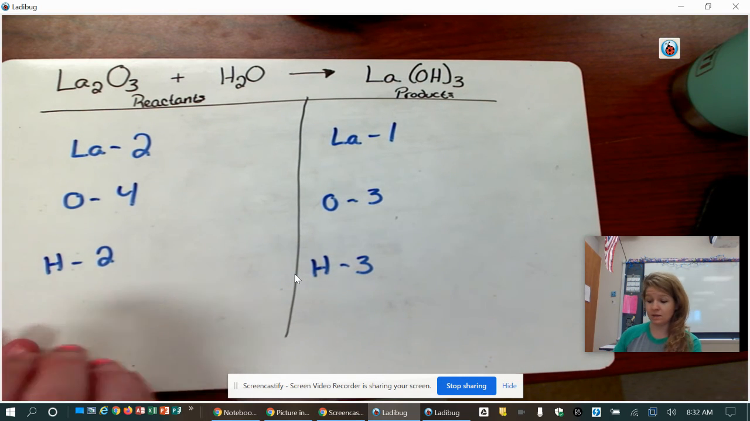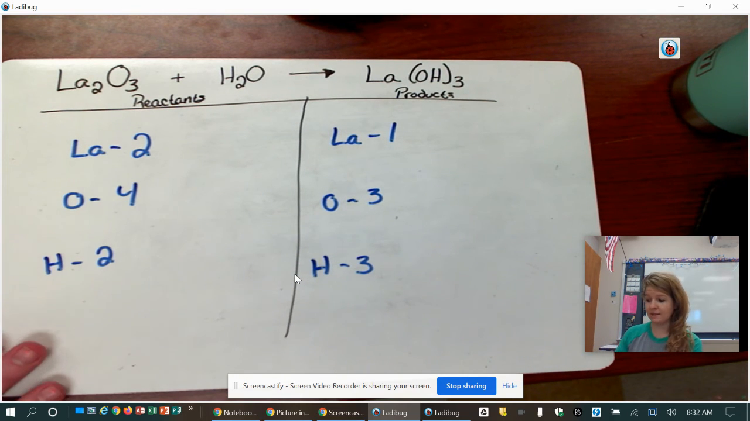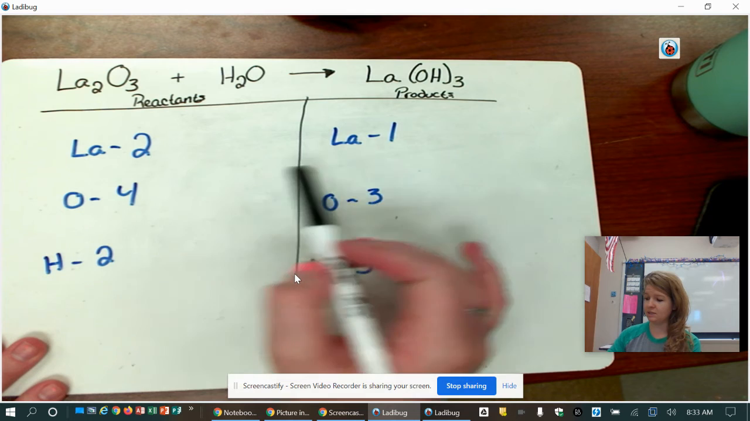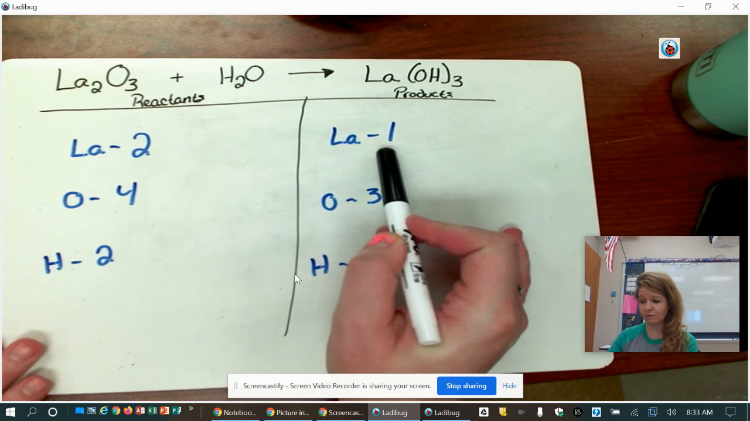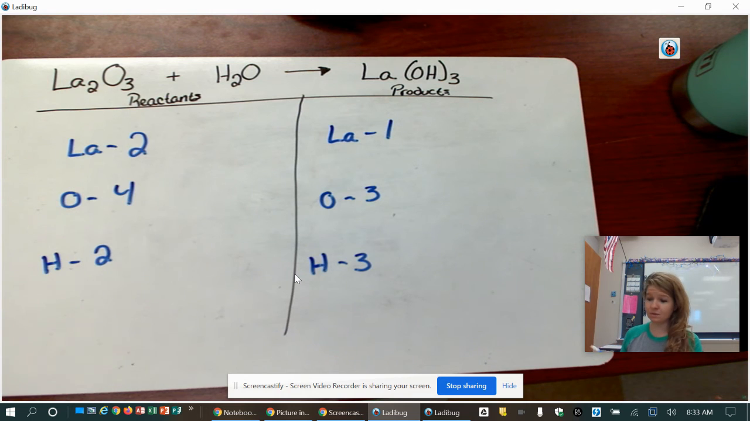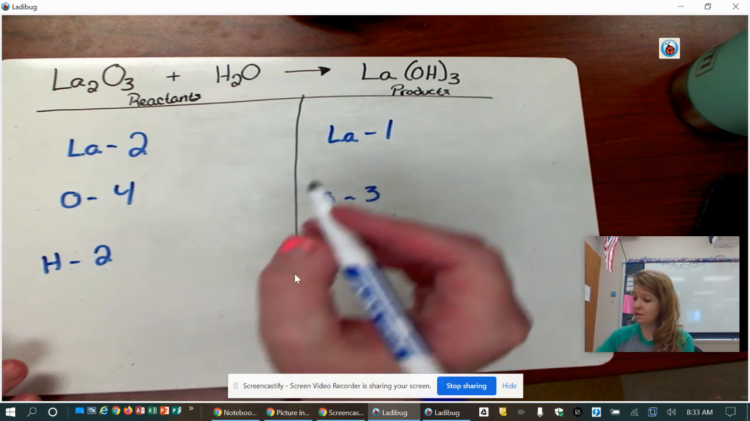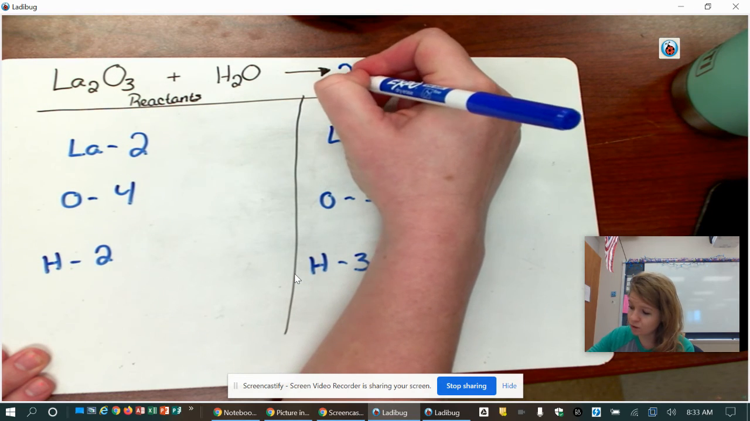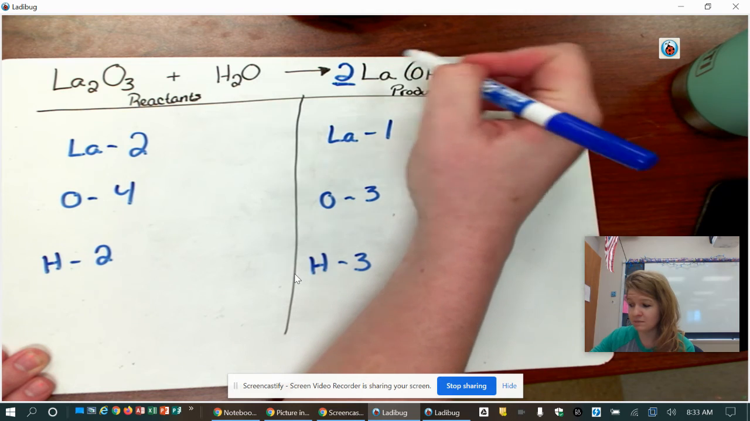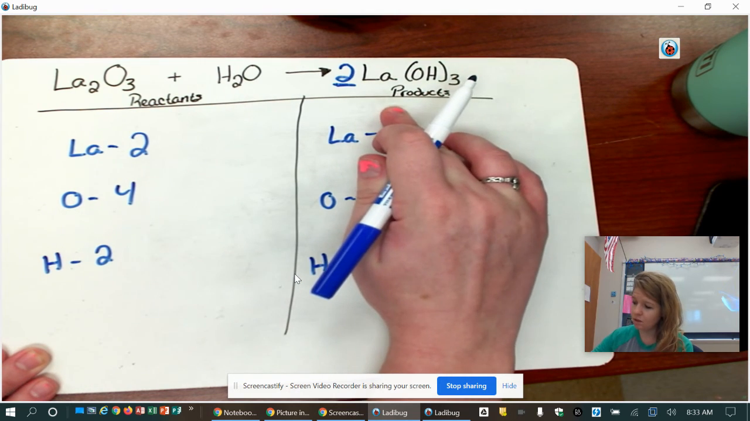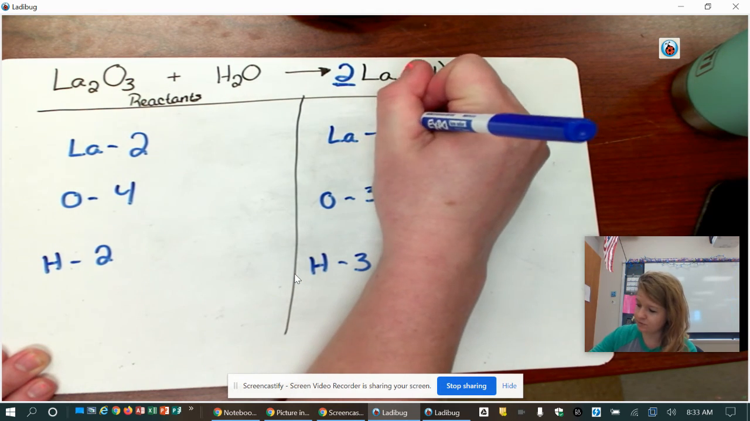Okay? All right. So let's start to balance. What I do is I always look at the easier one. I feel like La is going to be the easiest one to balance. I know I need 2 of them over here. Again, we're not messing with the bonds. We're just changing the coefficients. We're adding the quantity. So I put a 2 right here. That is telling me now that I have 2 of these molecules. So I switch. I now have 2 of these.